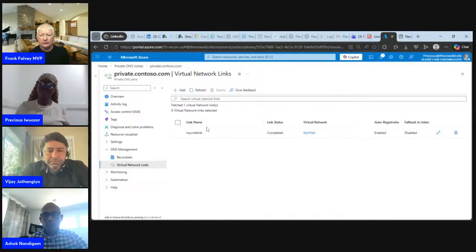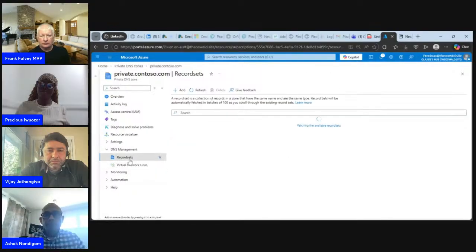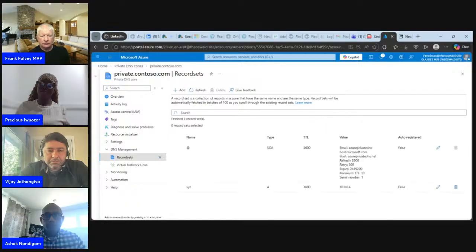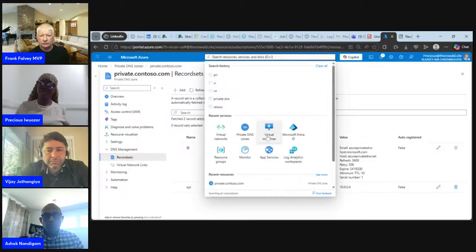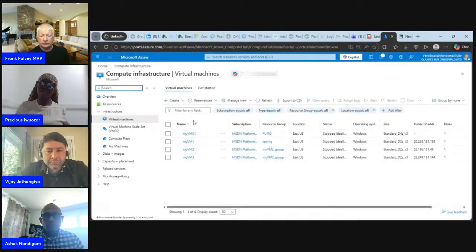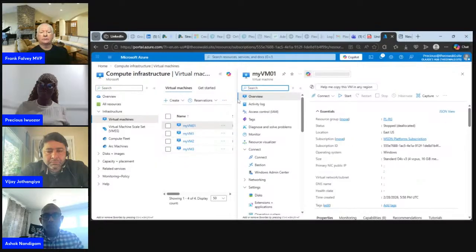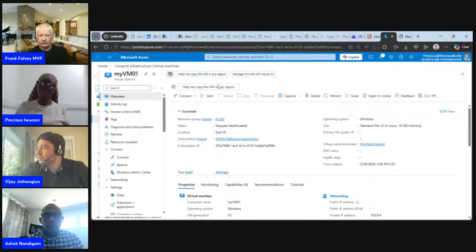First of all, I did a manual configuration of my VM before enabling the auto registration. So this is my manual setup of my VM. Once I turn on my virtual machine, the auto registration will take place. Then when I go back to the records section, you would see the VM record in the DNS zone.